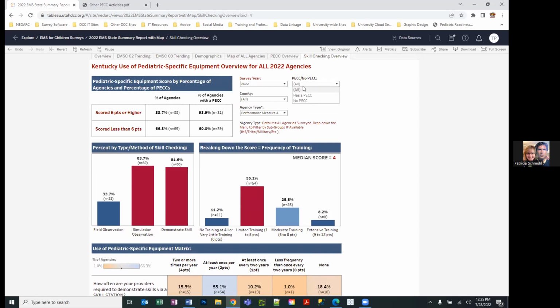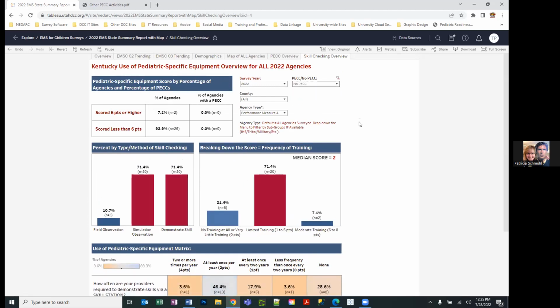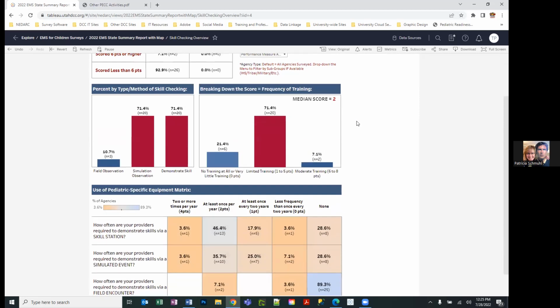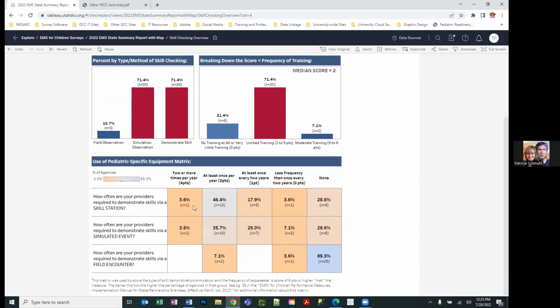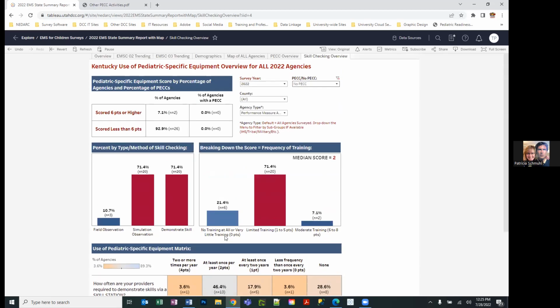One is I can go here and say, I want to see all of these graphs for no PEC. Now it's going to shift. So here, all of a sudden, your median score drops to 2 points. We don't have any extensive training performers. Our limited training went up by 20%, so it went up to 71%. These numbers went down, and these numbers significantly went down. So you can start showing your case of no PEC.